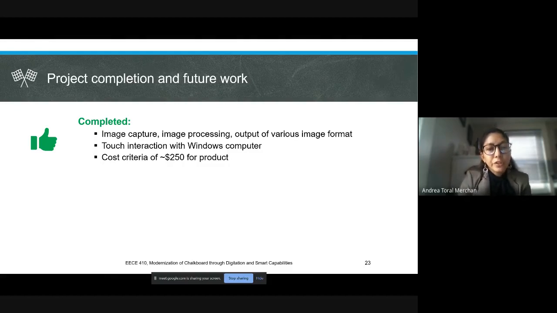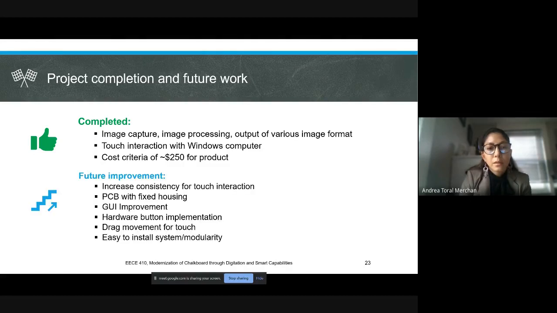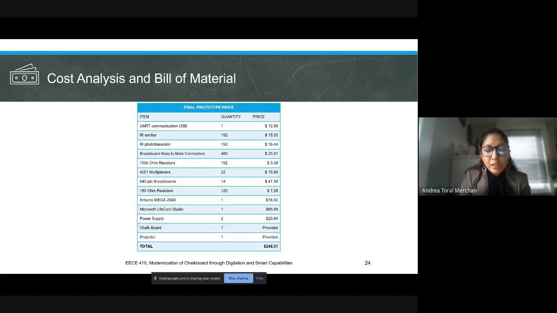Next, as for future improvements, we are working on increasing the consistency of touch interaction, and a PCB with fixed housing. We are also working on improvement of the GUI, hardware button implementation, drag movement for touch, and a system that is easy to install. Next. Here you can see a list of our project components, with a total of $248.31.